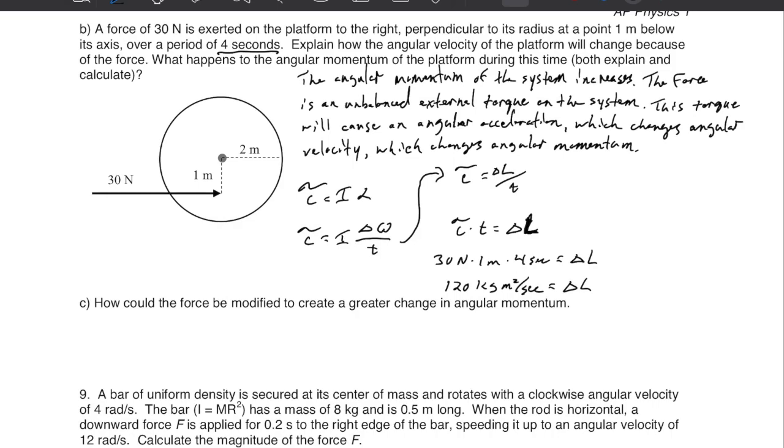How could the force be modified to create a greater change in angular momentum? Well, the force is essentially giving us a torque. So how do we calculate torque? What influences torque? If we increase the force, yes, that would give us a greater torque, a greater change in angular momentum. Torque is a force times the distance from the pivot. So if we increase that distance from the pivot, it would also increase the torque. So if we make either of those bigger, or both of them bigger, we would get a greater change in the angular momentum.